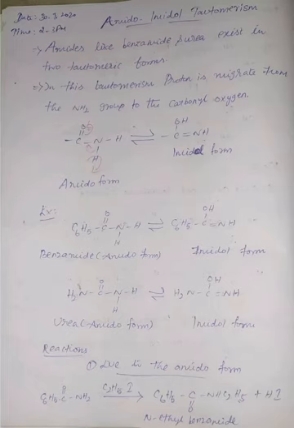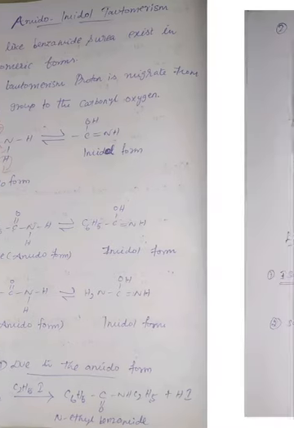Next, reactions. Both forms are involved in some reactions. First, the reactions due to the amido form. Benzamide reacts with ethyl iodide. In this reaction, one of the hydrogens of the NH2 group is replaced by an ethyl group to get N-ethyl benzamide. Hydrogen iodide is removed.